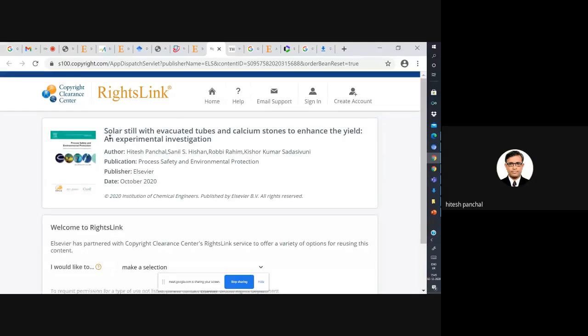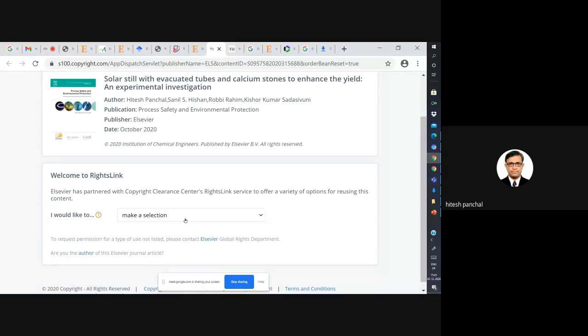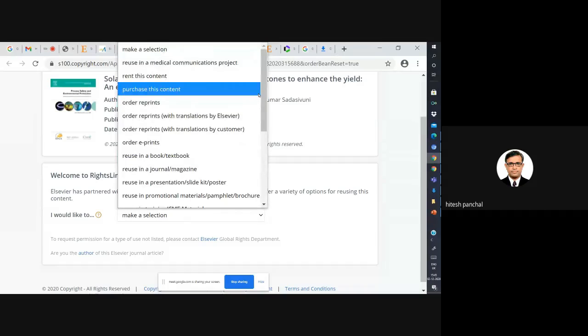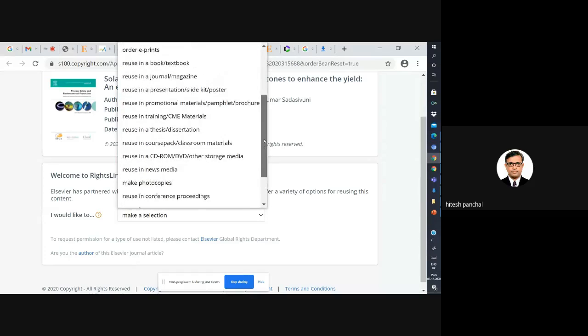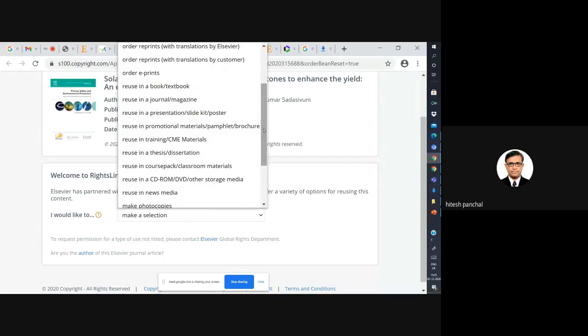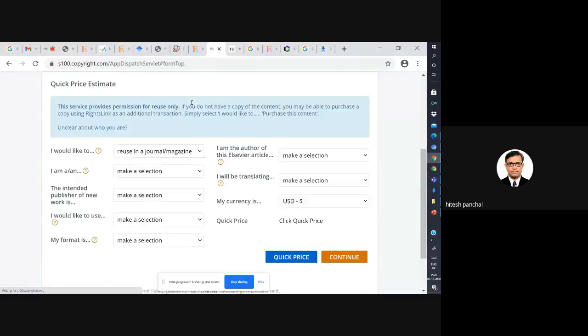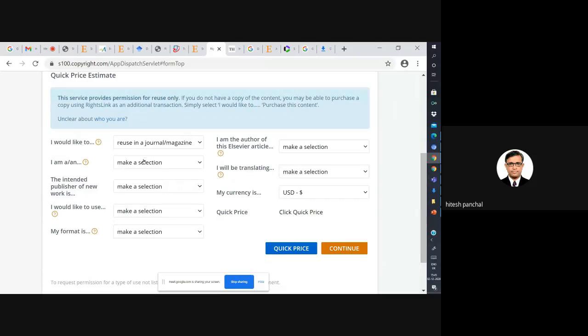Now you can see the rights link here. I would like to reuse. Here many things are there, so I want to reuse this figure or the article figure in a journal. Now a new box is visible. In this new box, I would like to reuse.